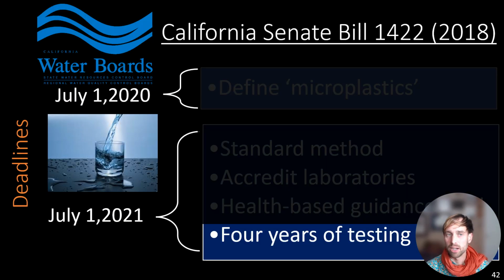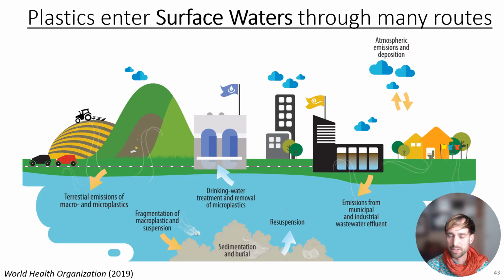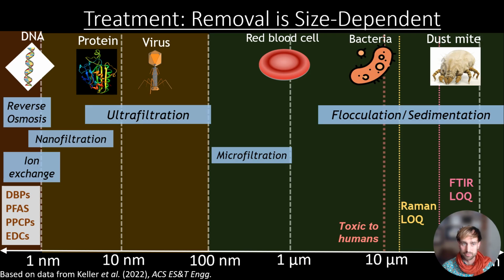Now I'll talk briefly about what the State Water Board is doing for its plan for 4 years of testing and analysis of microplastics in drinking water. Microplastics can make their way into drinking water sources through many routes, including terrestrial emissions, atmospheric deposition, and emissions from municipal and industrial wastewater effluent. Once microplastics make their way into a drinking water treatment plant, they may be removed by the treatment processes.